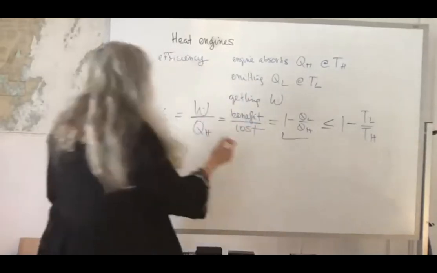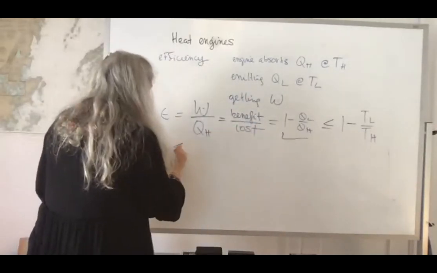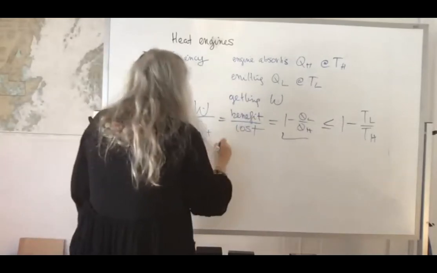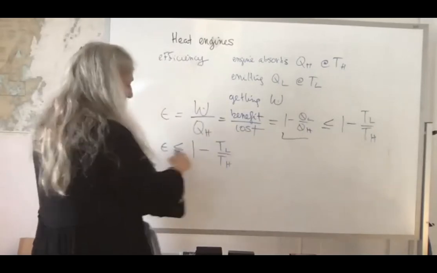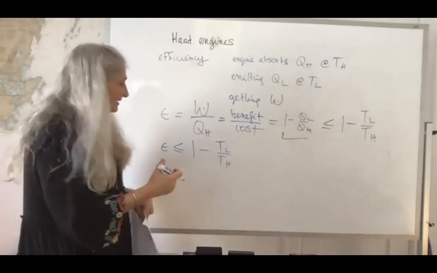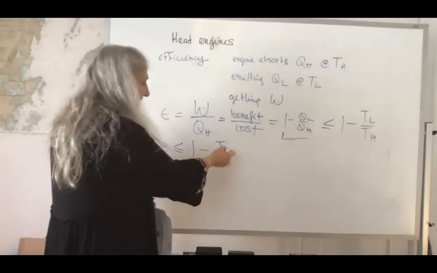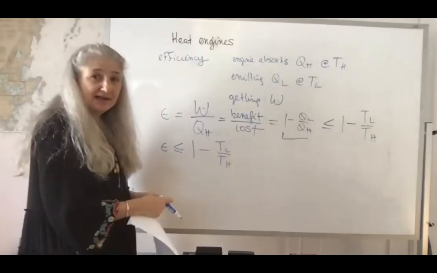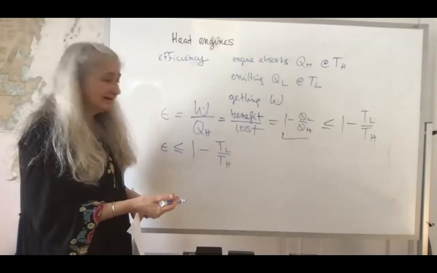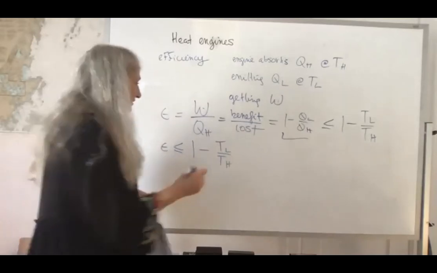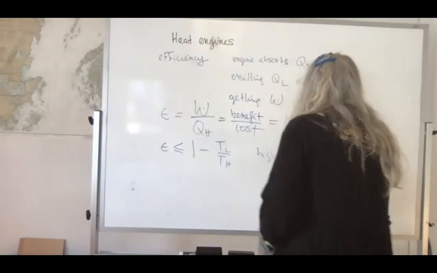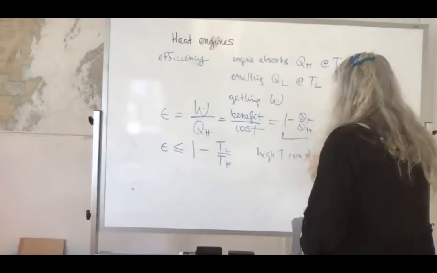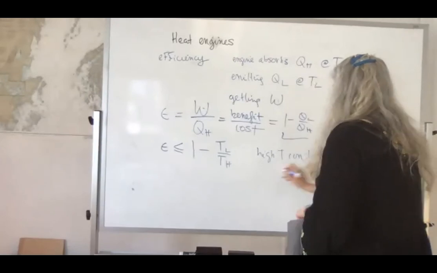And so the end result is that the efficiency must be less than or equal to 1 minus the ratio of temperatures. If it's equal, that's the best it can do. And if TL is low and TH is high, you can get closer to 1, and so you can get a more efficient engine. So high T contrast gives you higher efficiency.